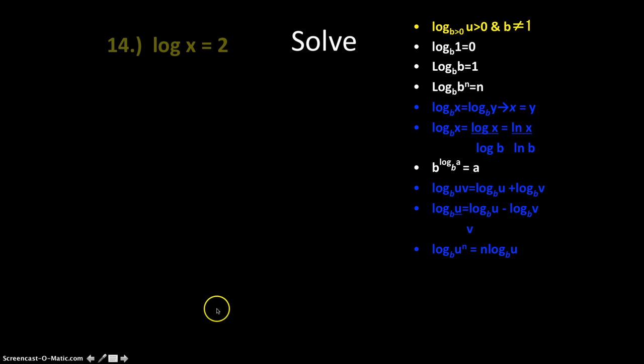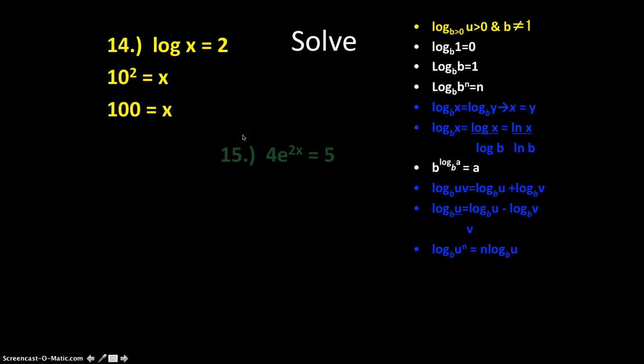Number 14 here, again, log base 10 of x equals 2. It's a base 10, that's called the common log. We rewrite it as an exponential. The best thing you can do is learn how to write logs as exponentials and exponentials as logarithms. This turns out to be an exact answer.